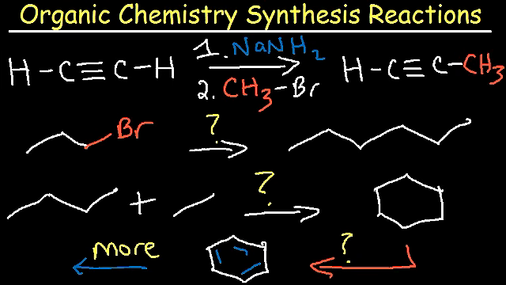In this video, we're going to focus on synthesis reactions, reactions associated with alkynes, Grignard reagents, and we're going to cover some other examples. But let's begin. So this is acetylene, which is basically a 2-carbon alkyne.